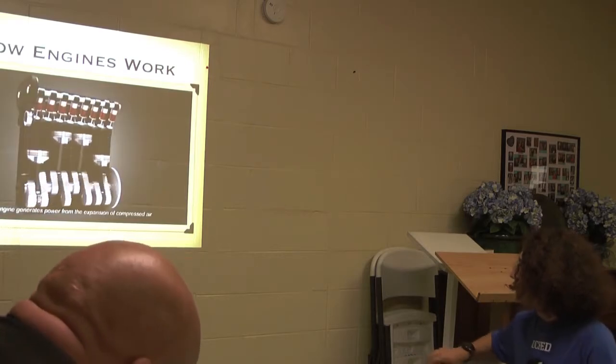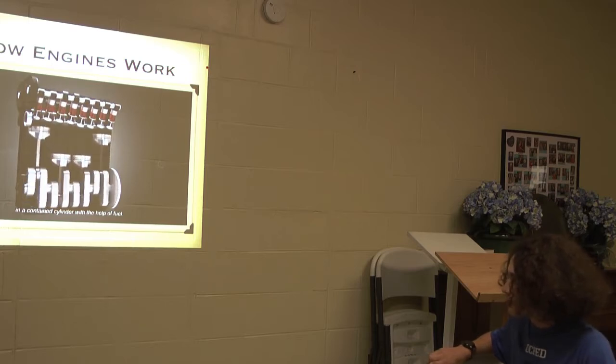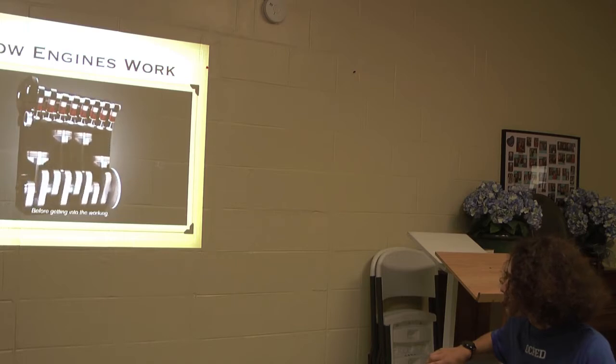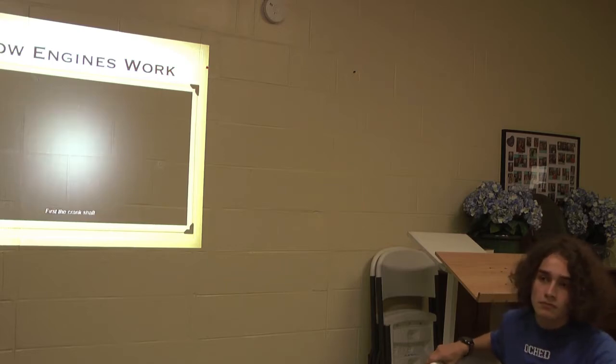A car engine generates power from the expansion of compressed air in a contained cylinder with the help of fuel. That is why it's called an internal combustion engine. Before getting into the working, let's see the main parts involved in the working of an engine. First, the crankshaft. This is the part which converts the linear motion of the piston to a rotational force. Next, the pistons and the piston rods. The pistons will be pushed down by the expansion of compressed air and turn the crankshaft. And the valves, which control the flow of air and fuel into the cylinders.